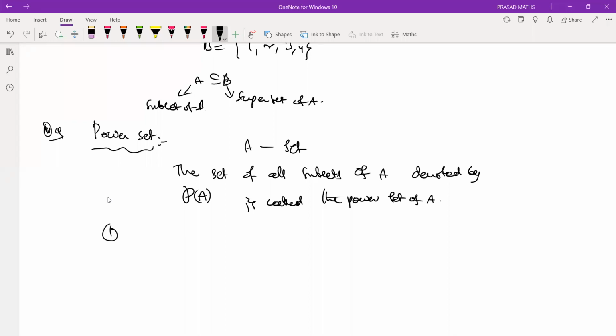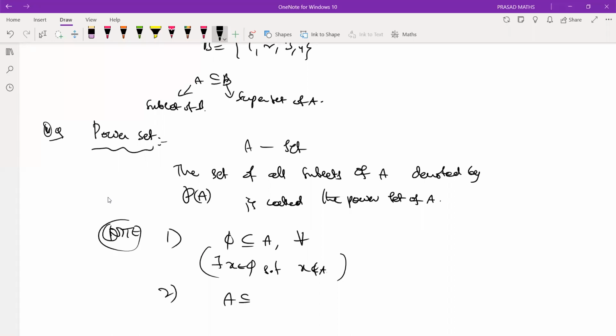First notice, the empty set is a subset of every set. Yes or no? If phi is not a subset of A, there exists at least one element x in phi such that x does not belong to A. This won't happen. So phi is always a subset of A, and a set is always a subset of itself.